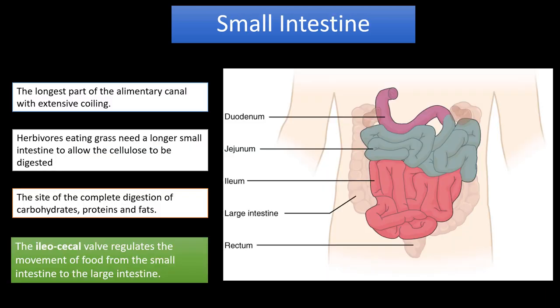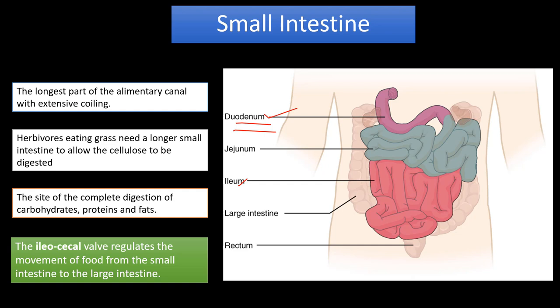The small intestine is the longest part of the alimentary canal with a large amount of coiling, and as you know, the small intestine is divided into three parts: duodenum, jejunum, and ileum. Duodenum is the shortest part. It connects the stomach to the jejunum, and the ileum connects the small intestine to the cecum of the large intestine.